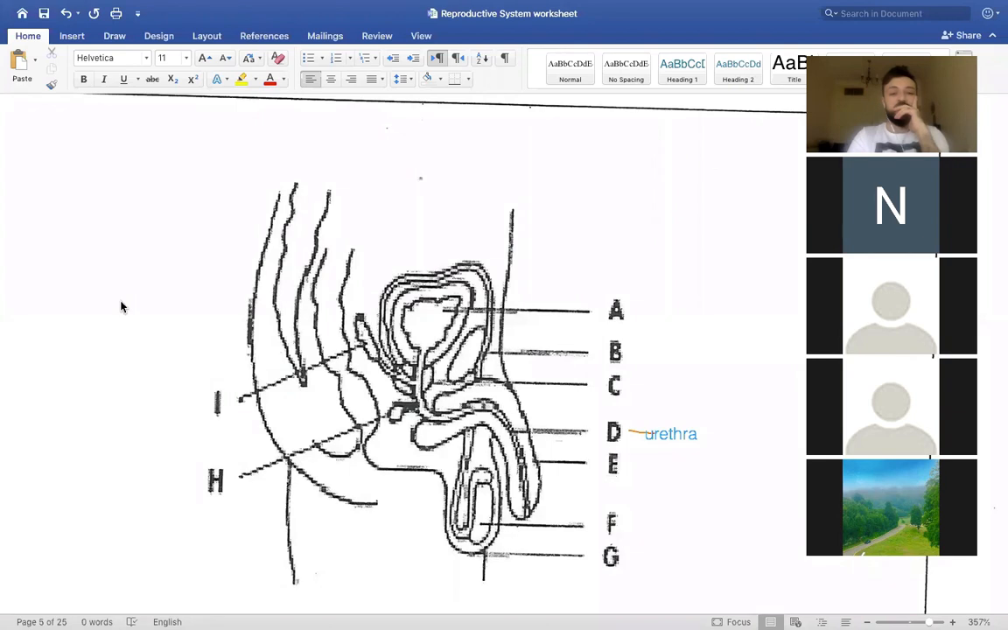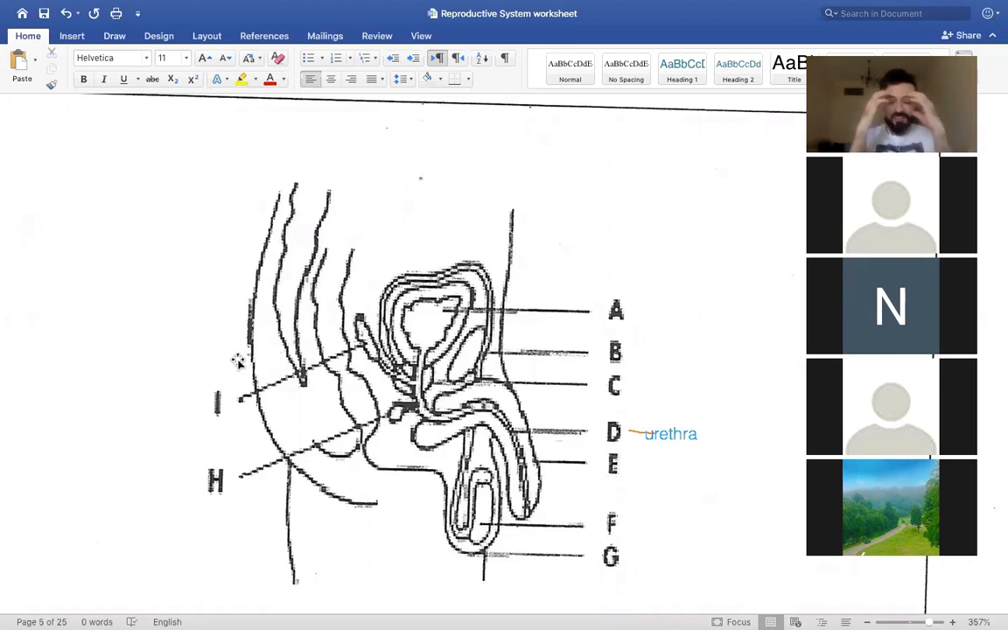See, now you're figuring them out. You were complaining. A is the bladder, B is the vas deferens. H is the bulbourethral gland. I is the seminal vesicle. Guys, I only see urethra on the screen. Can you type the others?